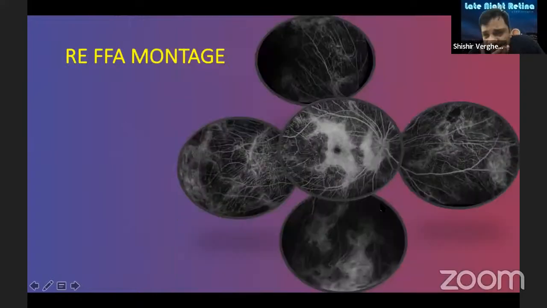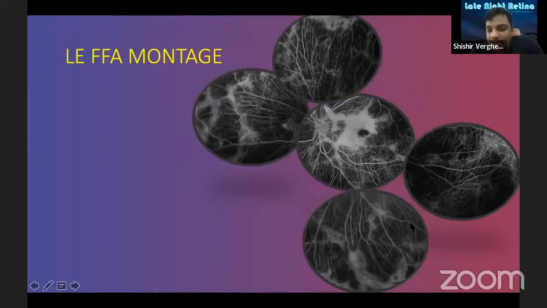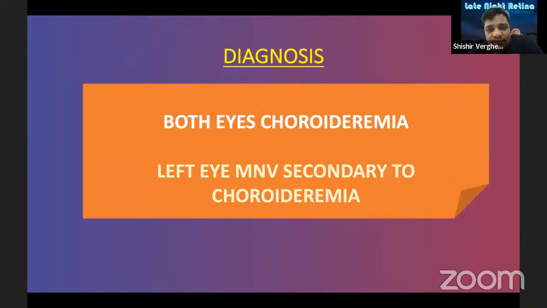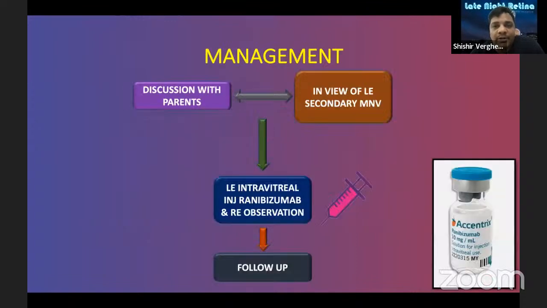I couldn't get a color montage, but whatever I could gather from an FFA montage, we can see that there's widespread atrophy even in the peripheral retina in both the right eye as well as in the left eye of this patient. An ERG was done. There was reduced scotopic response. So it was diagnosed as both eyes choroideremia with left eye neovascularization secondary to the choroideremia.